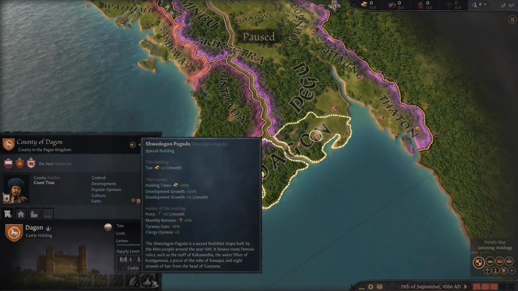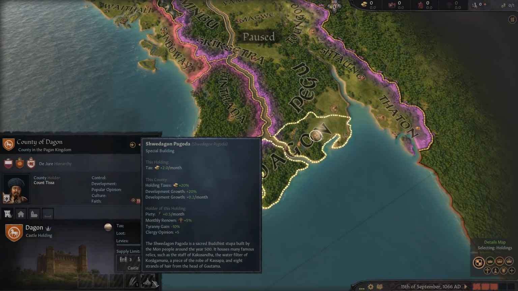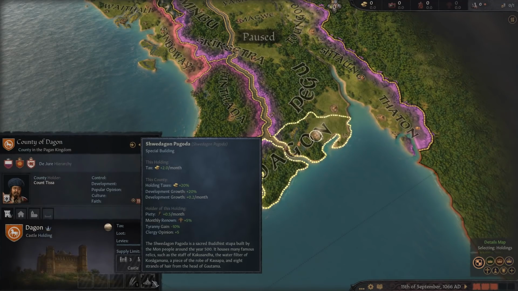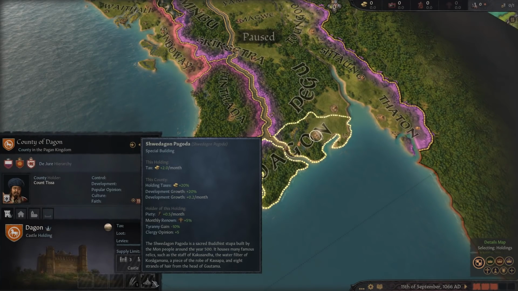Now what you get out of here is plus 2 per month in taxes, plus 20% taxes countywide, 20% growth in development, plus 0.2 development growth per month. On top of that, plus 0.5 per month in piety, monthly renown by plus 5%, tyranny gain down minus 10%, and clergy opinion of plus 5.